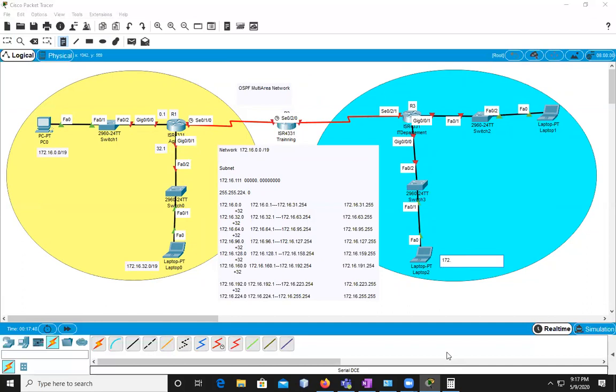So 172.16. Third one is 64.0/19, and it's going to be 64.1 here, 64.1 here. And for this, we are going to have 172.16.96.0, and we will have just 96.1.